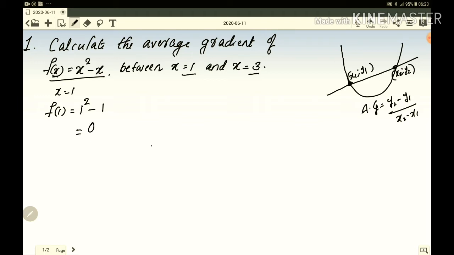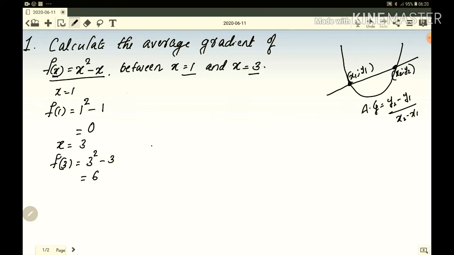Now the next x value is 3. So I wanted to find the corresponding y value. Do the same process that I did before. Just substitute here, that is f of 3 is equal to 3 square minus 3. So the answer is 9 minus 3. So it's going to be 6.